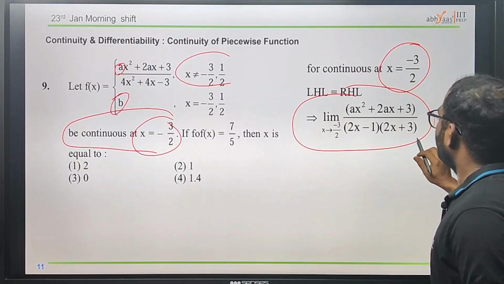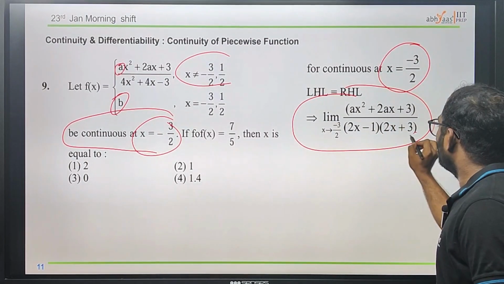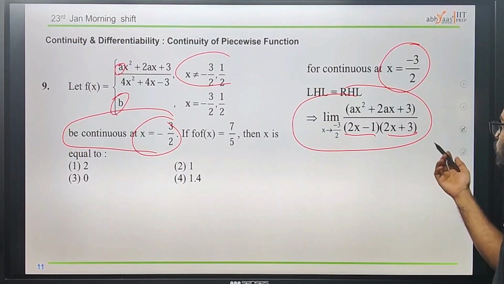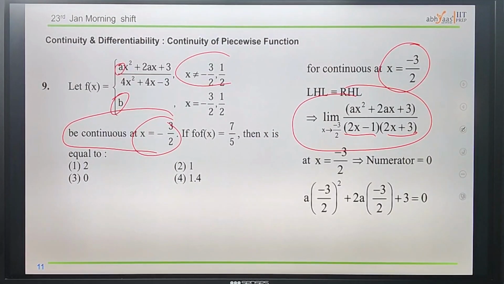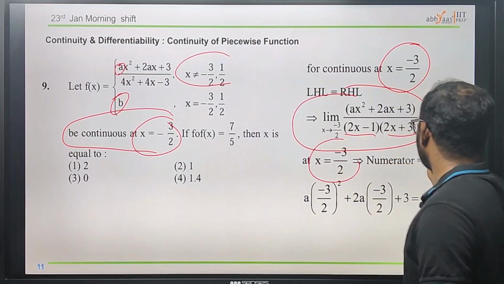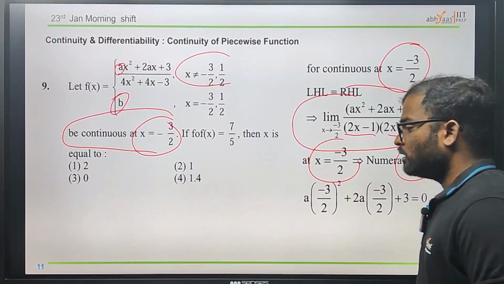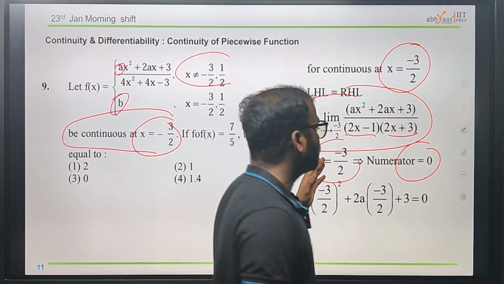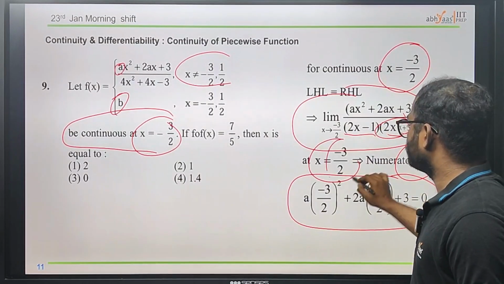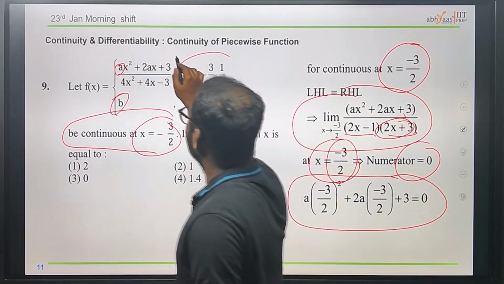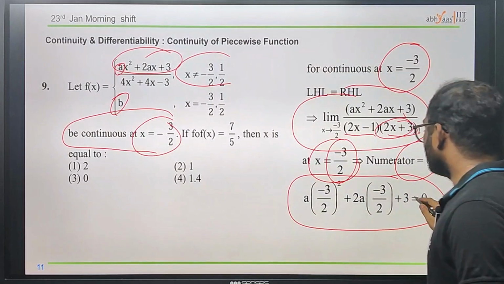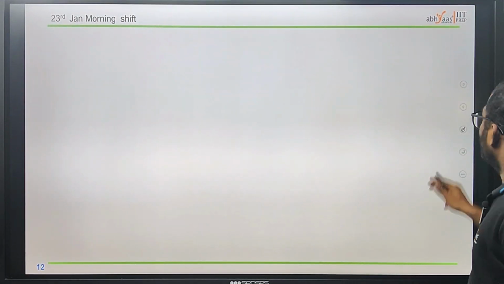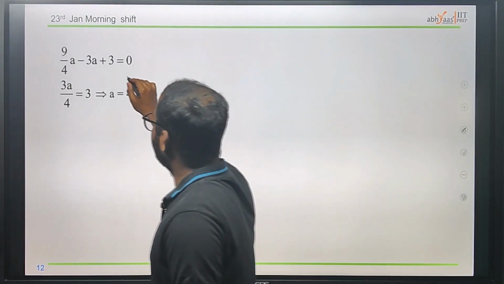By doing that we can make it like 2x plus 3 and 2x minus 1. In the denominator it has to look like 2x plus 3. At x equal to minus 3 by 2 the numerator will be equal to 0. That we have to see here. That's how we can easily substitute those values in place of this one. After finding that, we can easily find the a value, which is 4.